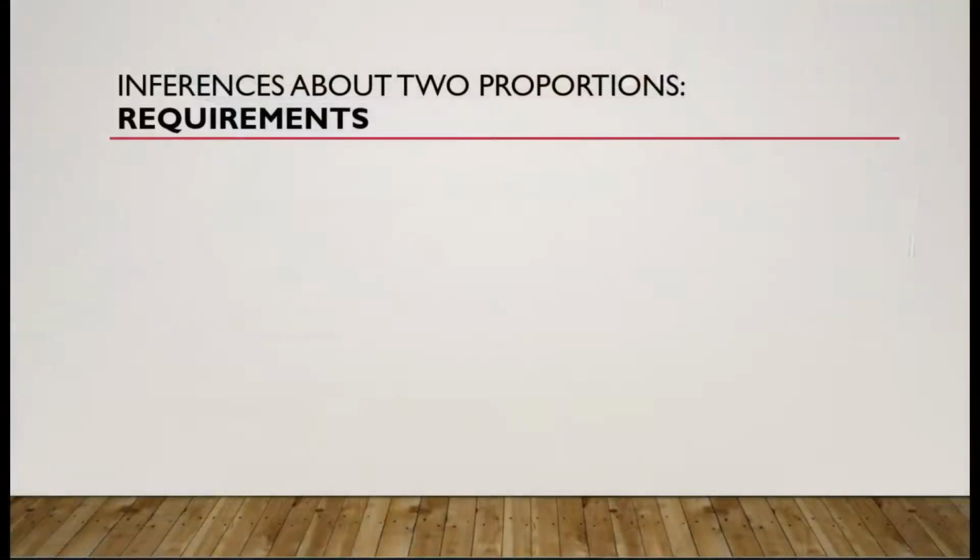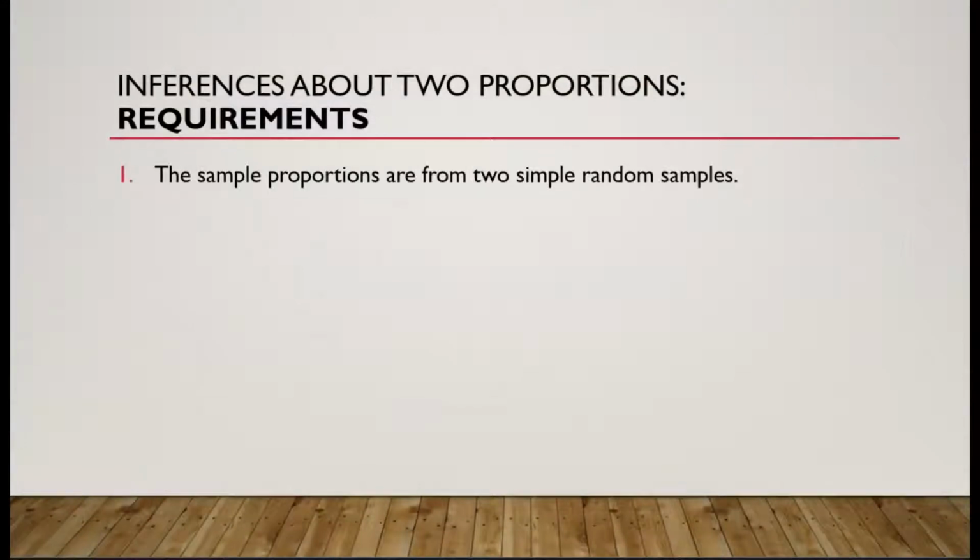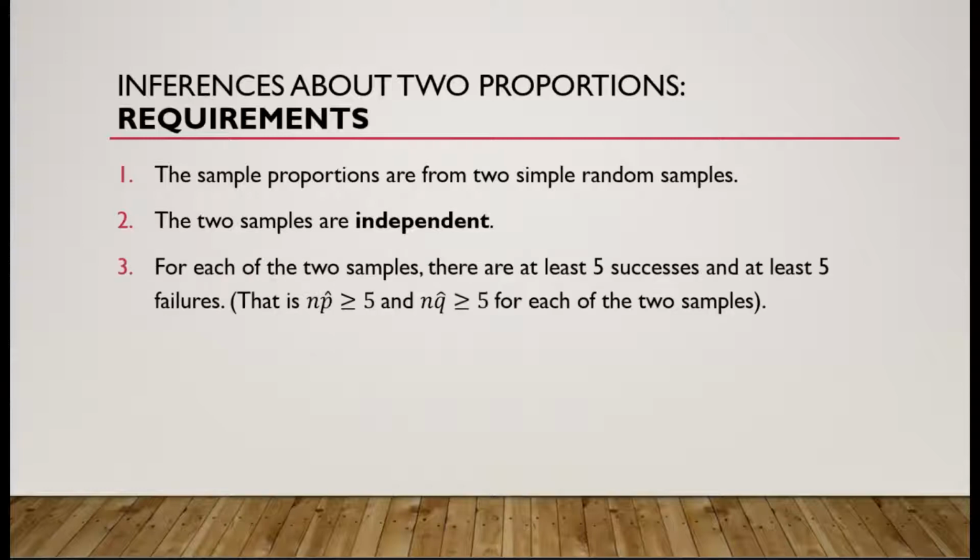In order to test a claim about two population proportions, three requirements must be met. First, the sample proportions are from two simple random samples. Second, the two samples are independent, meaning the sample values from one sample do not match or pair up somehow with the sample values from the other sample. And third, for each of the two samples, there are at least 5 successes and at least 5 failures. That is, n times p hat is greater than or equal to 5 and n times q hat is greater than or equal to 5 for each of the two samples.